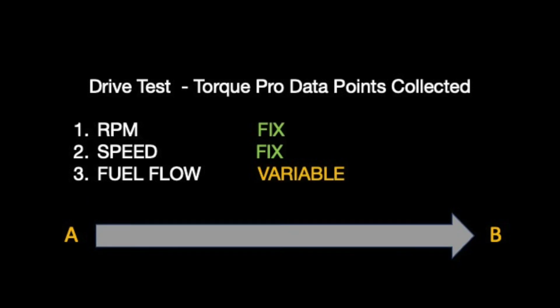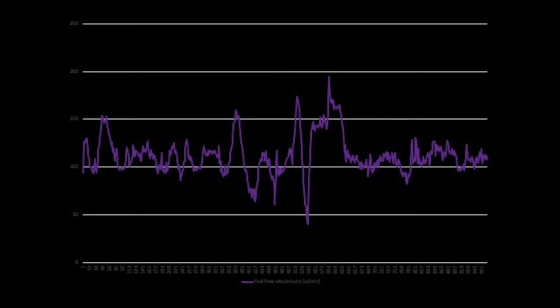So if we are now doing a fixed drive test, the only variable left is the fuel flow, which we can record and then plot. So we have here a plot of the fuel flow rate of a Nissan X-Trail, which performed a drive test at a fixed speed of 100 kilometers an hour for a distance of 26 kilometers.